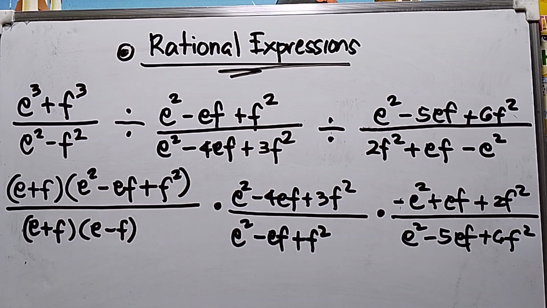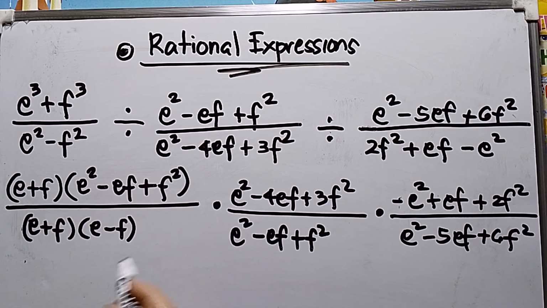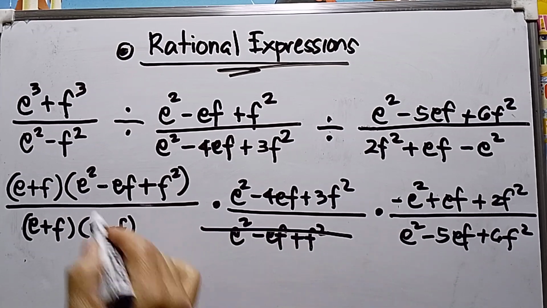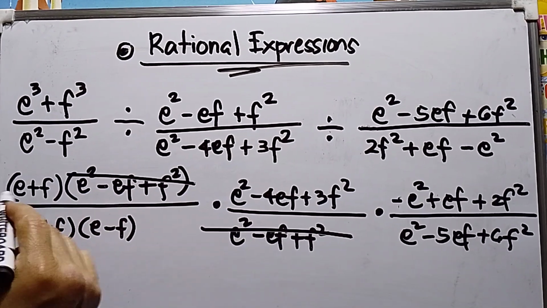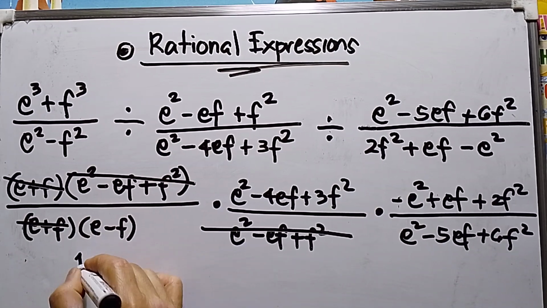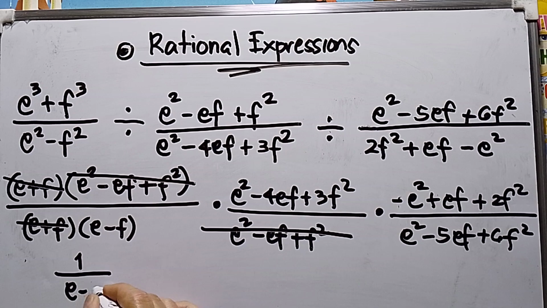Okay? Since this is the same, e squared minus ef plus f squared, this will be crossed out. And then this one also, e plus f will be crossed out. So for the first fraction, I have 1 over e minus f.